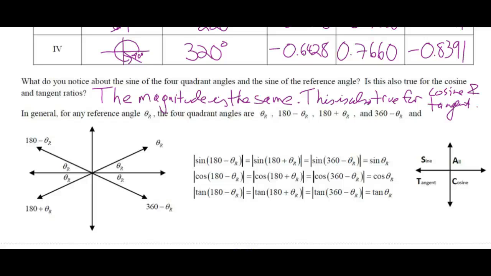So we've got reference angles, and we've got the CAST rule, all students take calculus, and we've got the absolute value. Absolute value is the magnitude or size of the number. So the absolute value of the sine of 180 minus r is the same as the absolute value of the sine of 180 plus r, is the same as the sine of 360 minus r, is the same as the sine of r, the reference angle. Okay?